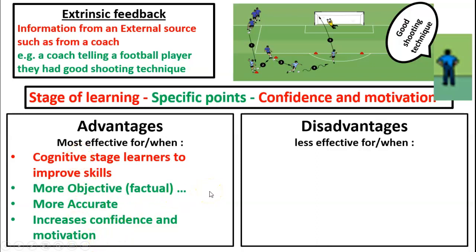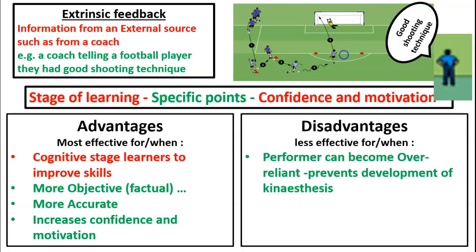Now, the disadvantages of extrinsic feedback, and the first one is this: if you are, for example, a cognitive stage learner, and all you ever think about is, oh God, I wonder if the coach is going to give me some feedback, I wonder if a teacher is going to give me some feedback, what can happen is the performer can become over-reliant. And the problem with that is, if you are constantly relying on someone else to tell you that you're doing things well, then this can prevent the development of kinesthesis.